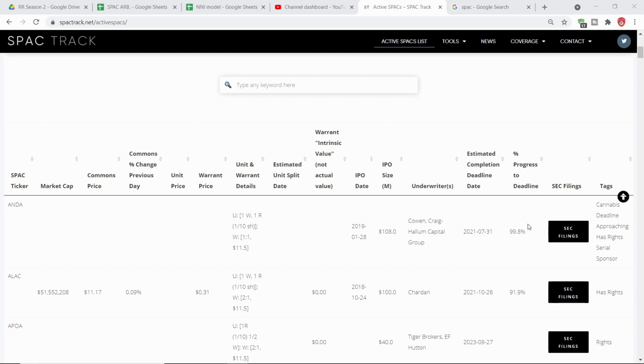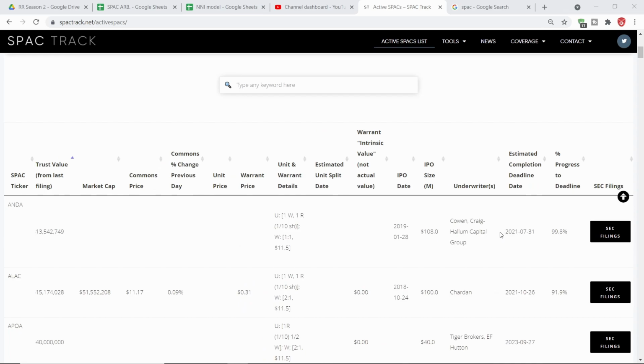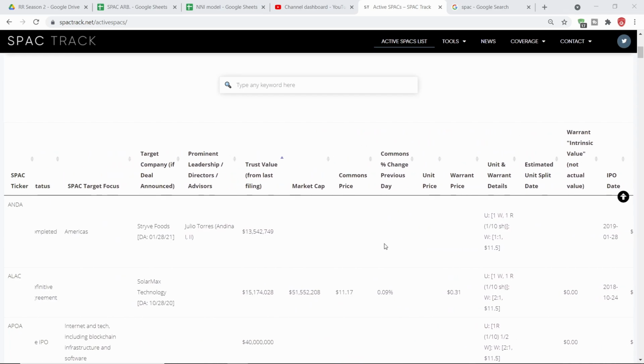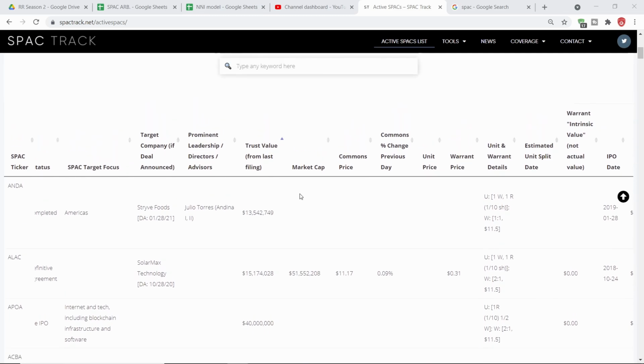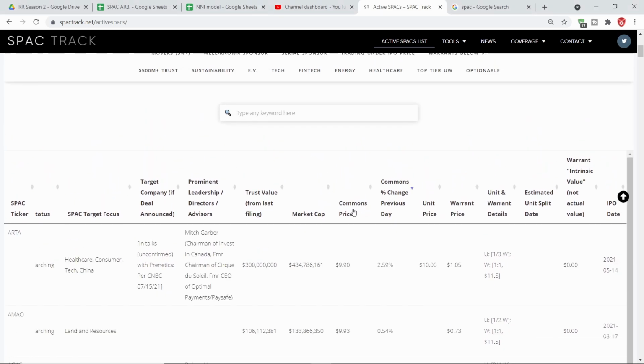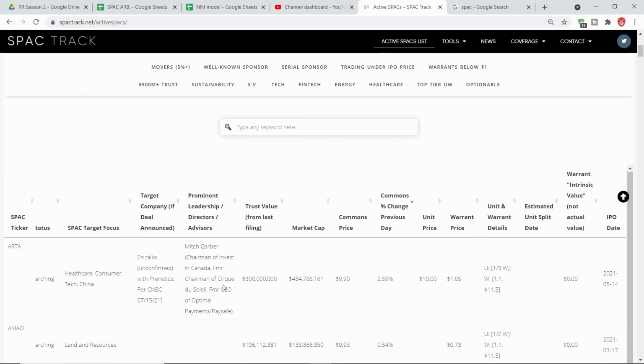So the closer to the deadline, the quicker you're going to get your money back. So it increases your annualized rate of return. And then you can sort it. So you could say percent change of last day. Yada, you get the point here. So step one, just familiarize yourself with this.